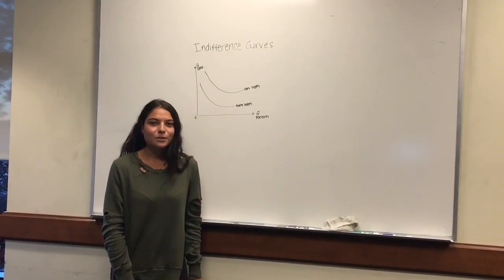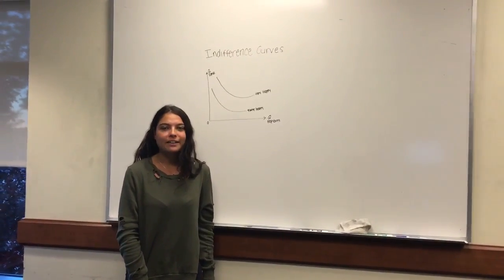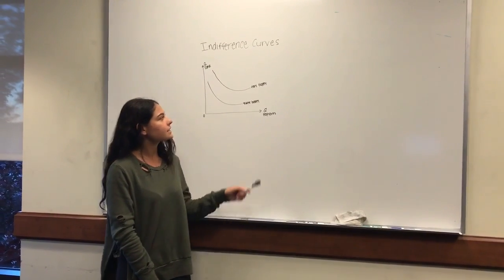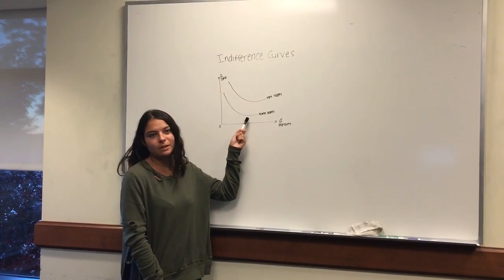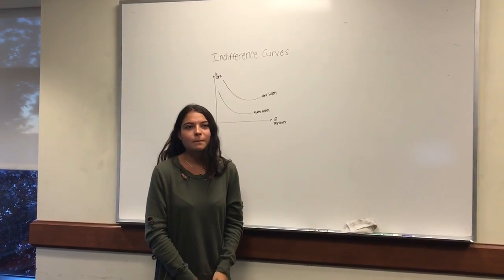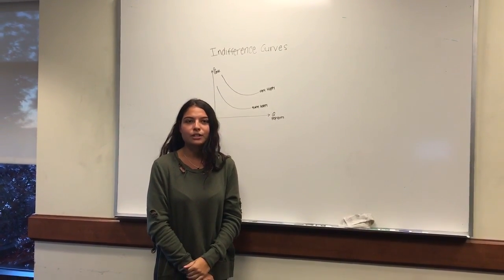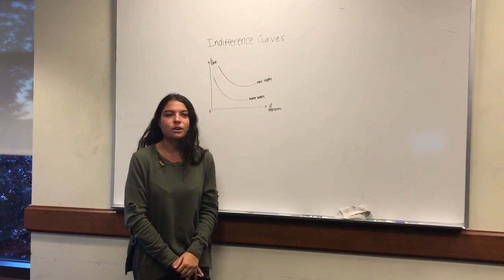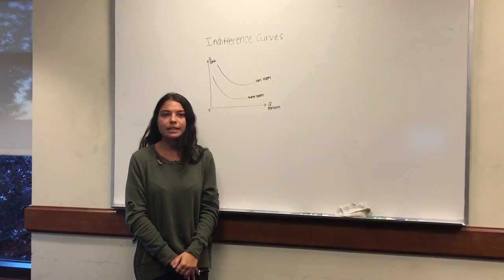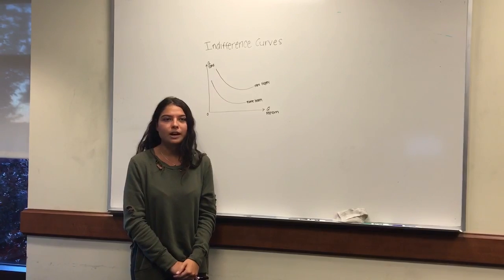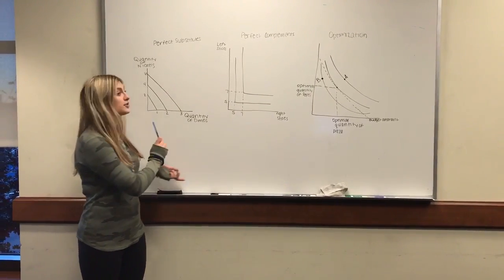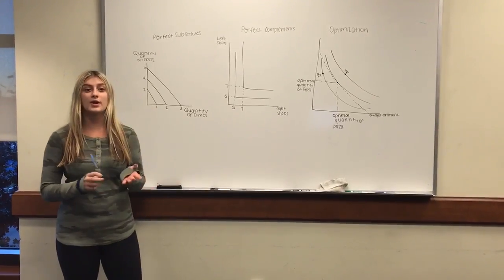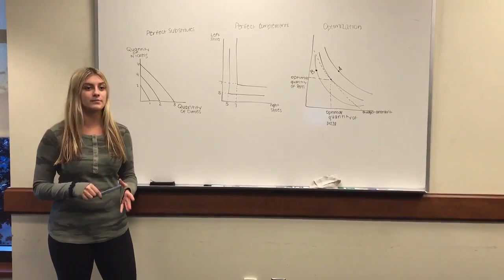The properties of indifference curves are that higher indifference curves are preferred to lower ones. So in this case, the indifference curve up here is preferred to the one down here, because people prefer to consume more than less. Indifference curves are also downward sloping if the consumer likes both goods. Indifference curves don't cross. And nickels and dimes, for example, are perfect substitutes, and the indifference curves are straight lines. This is because for every 2 nickels, you get 1 dime.